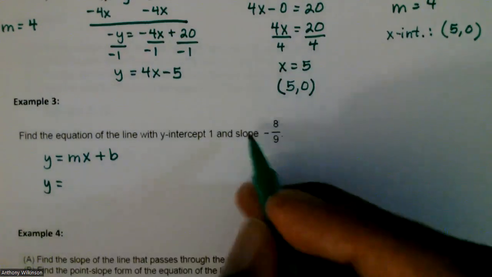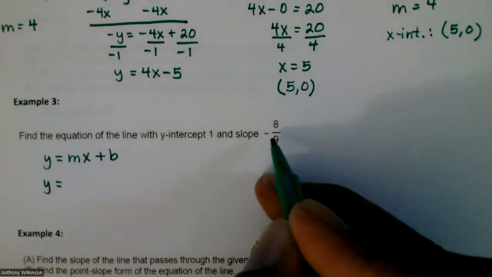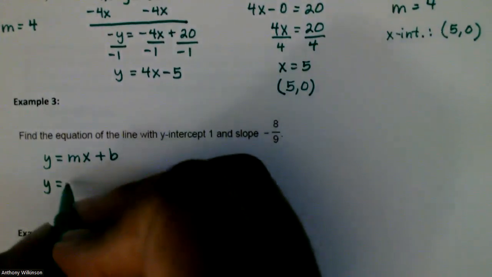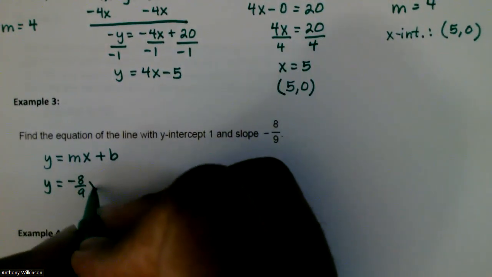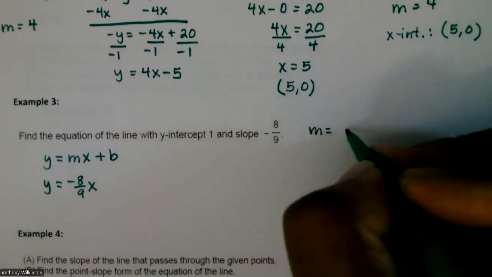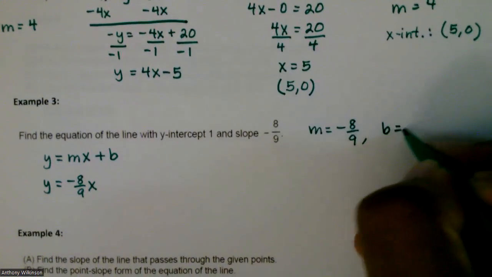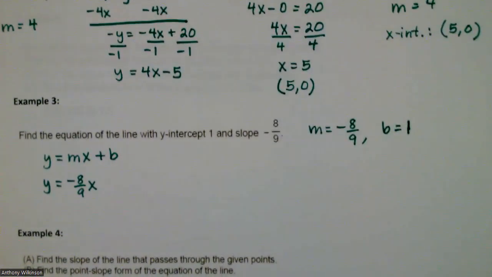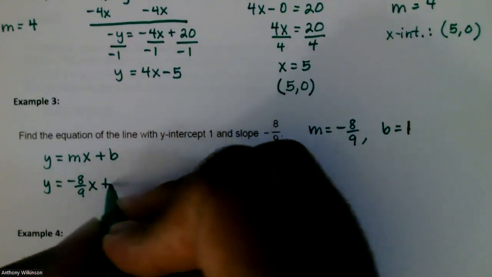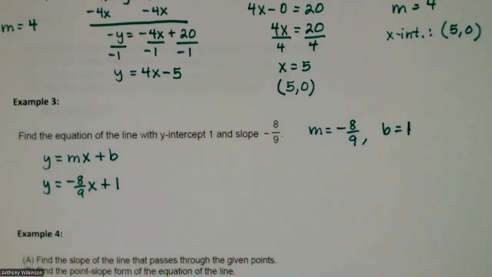Bring down the y, that's equal to your slope, which is represented by m. That's going to be -8/9, because, of course, the slope m is -8/9. Y-intercept 1, that's your b, which is 1. So we do plus b, which is 1. So this is your equation of the line in slope-intercept form. Y equals -8/9 x plus 1.